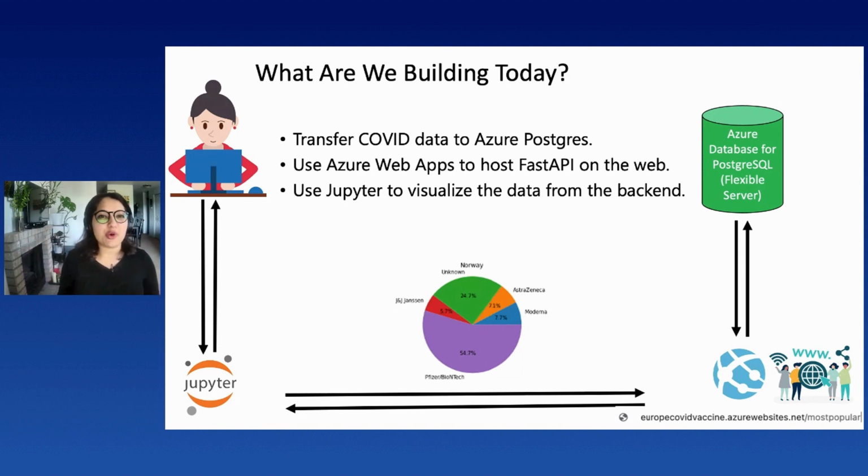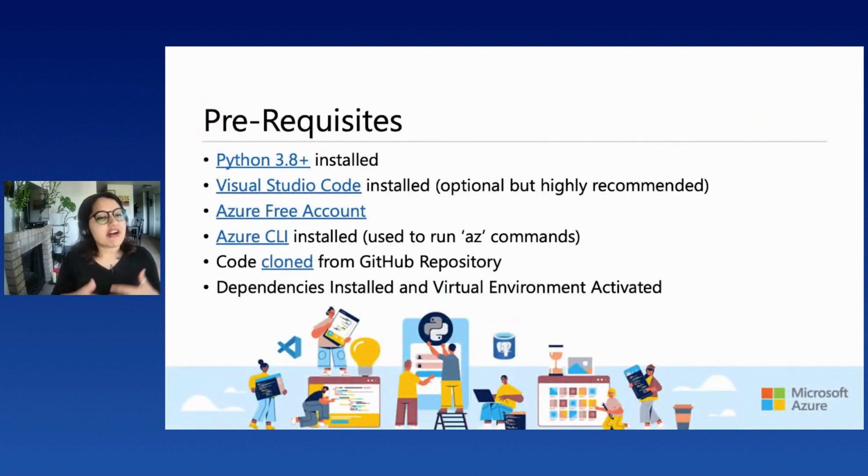Let's see what we need to go ahead and get started. There are a few things that I already installed on my machine before this talk. I have Python 3 installed. I have Visual Studio Code installed. I also have an Azure free account. You can go ahead and get some free credit so that you can also try this exercise yourself and learn as you go along. And then I also have the Azure CLI installed. This is going to be important as I run certain Azure specific commands in my terminal. I've also already cloned the code that I'm going to be using from a GitHub repository, and I have all the dependencies installed as well as the virtual environment.